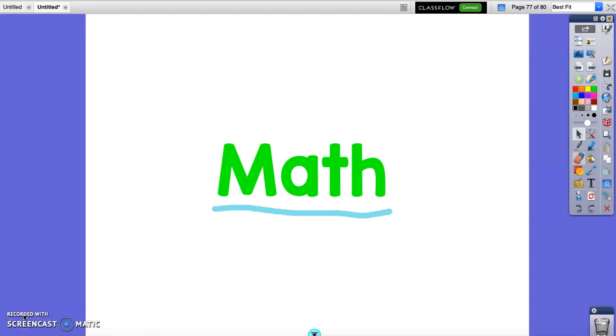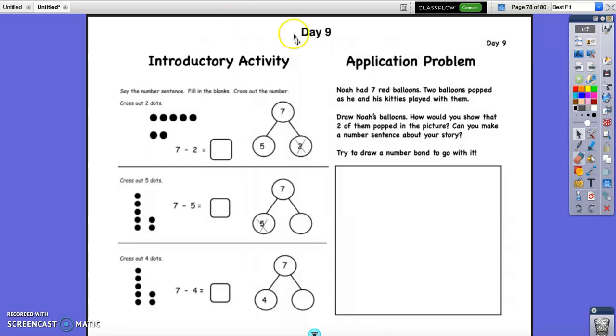Okay, guys, let's get our math done for today. Are you ready? So we are on day 9. If you need to get your math packet out, you need to find day 9. You need to pause the video, go ahead and pause it, and then unpause when you are ready. You should have your math packet in front of you, and we are going to start.